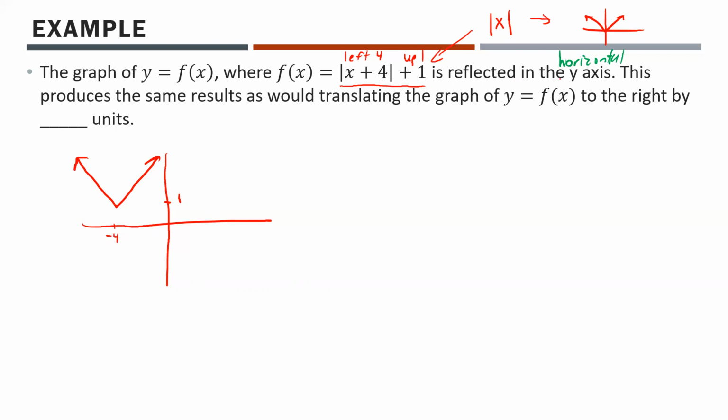Now, if we are doing a horizontal reflection, reflecting it this way, this would produce the same results as would translating the graph to the right by how many units. Well, think about what this would look like if we flipped it over. Notice the little vertex right here is 4 away from our y-axis that we're reflecting across. That means when you reflect to the other side, it's still going to have to be 4 away, but this time it'll be at a location of +4. So it'll look something like this over here instead.